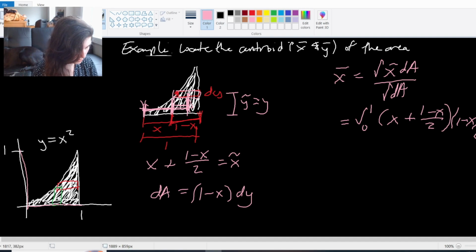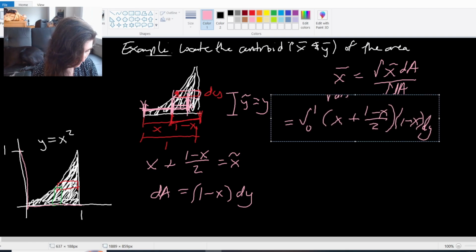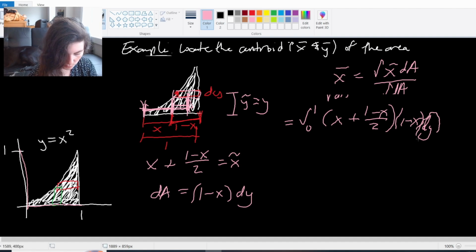And so I've run off the screen here a little bit, but I can pretty clearly see that this is going to be a nightmare to integrate because everything needs to be put in terms of dy. Right? This is only the top half. I haven't even done the bottom half.